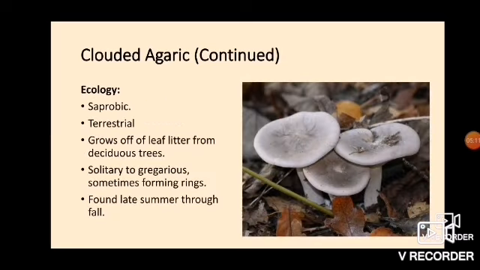These are saprobic mushrooms. They are terrestrial. They grow off of leaf litter from deciduous trees. So look for this one in the mixed woodlands of Saskatchewan primarily. These range from solitary to gregarious. Sometimes they will form rings. Often I see them forming a ring around a tree even. And these are found late summer through fall.